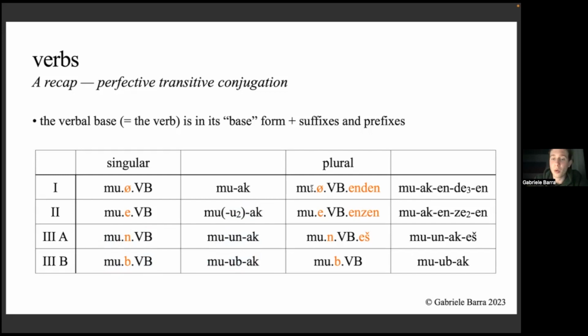Now, for the plural, it's basically the same thing, except you add something after it. So for the first person, it's enden. For the second it's enzen. And for the third it's esh. And well, it doesn't change from singular to plural for the non-person class. It's just mub and then the verb. So this is how it looks.